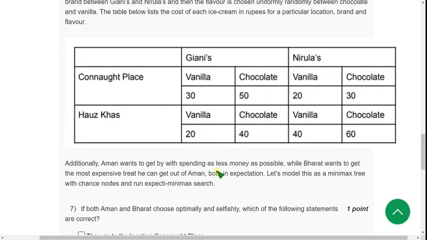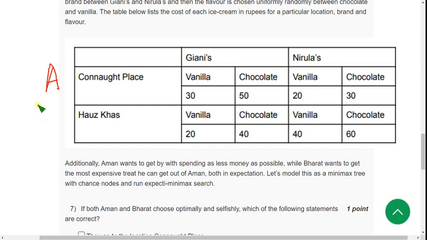Guys, here I will follow some approach. First of all, listen to what I am saying, and then mention in the comment section whether this approach is correct or not. I will show you now. First chance goes to Aman, right? Aman chooses which place they should go.